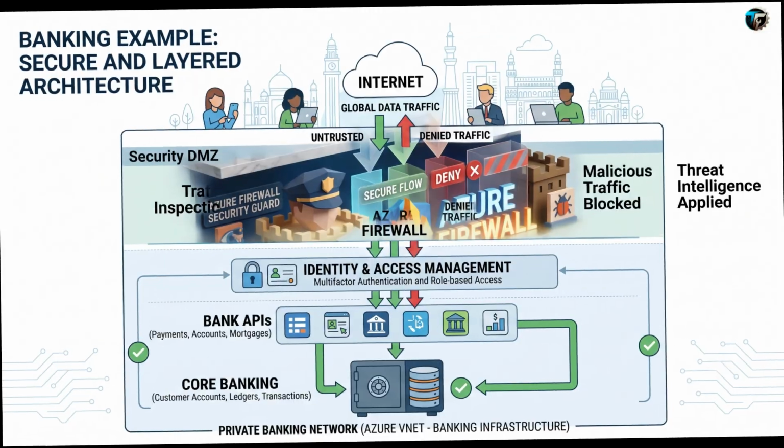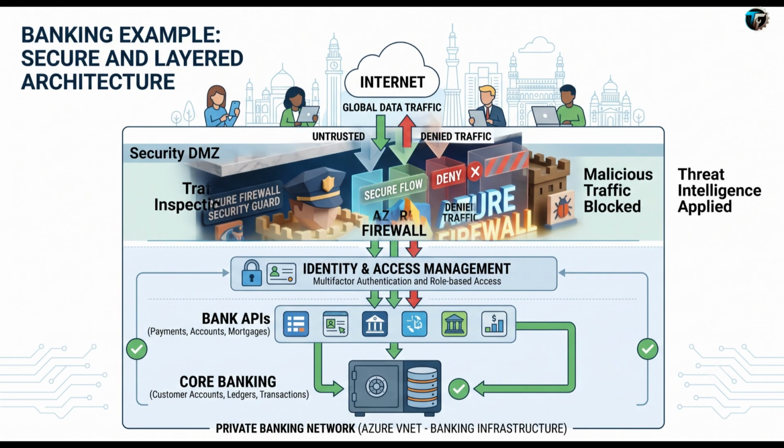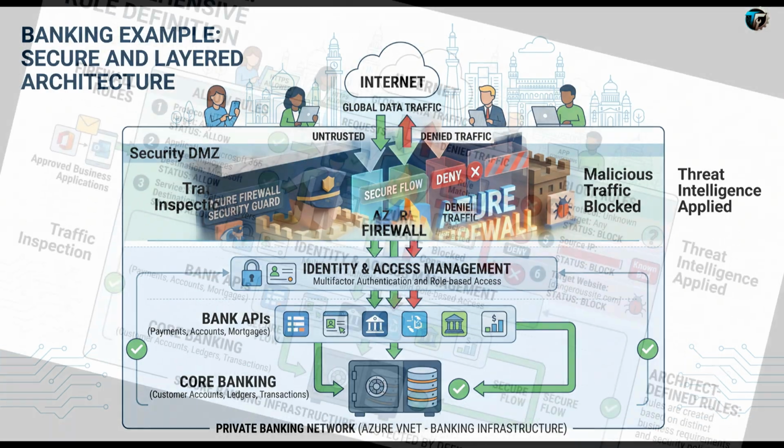Banks never expose critical banking systems directly to the internet. Every request passes through multiple security layers. Azure Firewall inspects the traffic before allowing access to banking APIs and core systems.